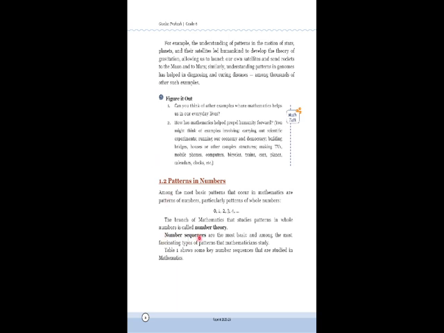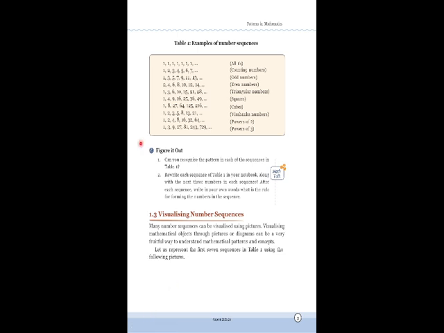Now, number sequences are the most basic and most fascinating types of patterns that any mathematician can study. Let's see some important number sequences that we can see in mathematics. Like take this one: 1 1 1 1 1 1 1 1 1 1 1 1. Basically, it's just all ones. Next up, we have 1 2 3 4 5 6 7 8. You know how you count your numbers.